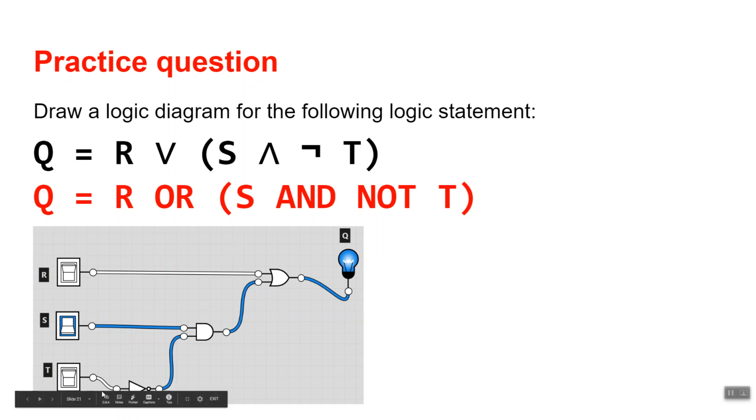So here's our T, we NOT it, and there's the other input into the AND gate. We AND that value with our value in S, and that output provides the second input into our OR gate up there, and then we can turn the light on. You can see in this case that the light works.